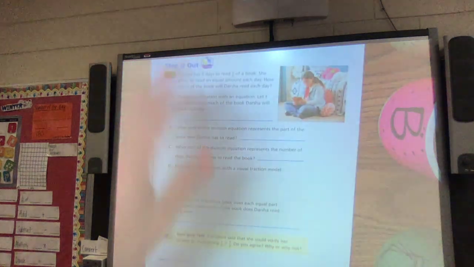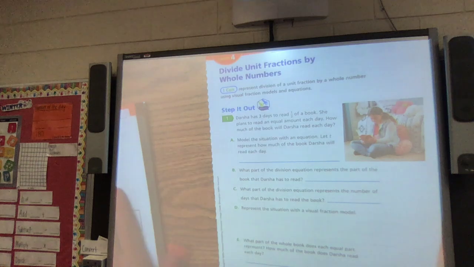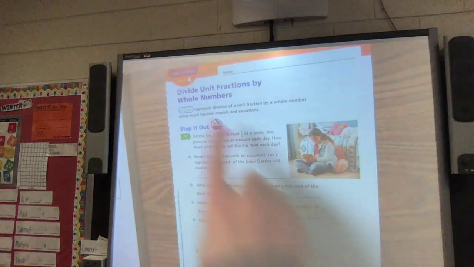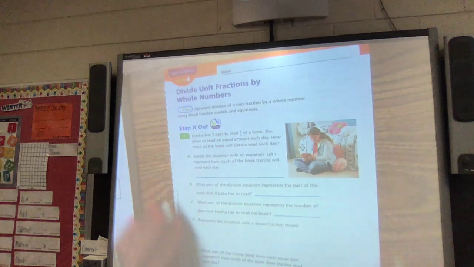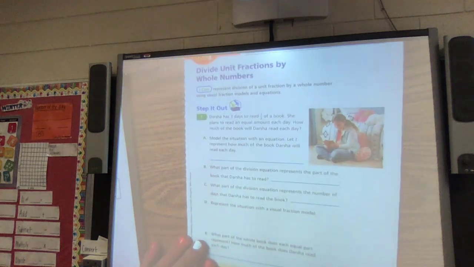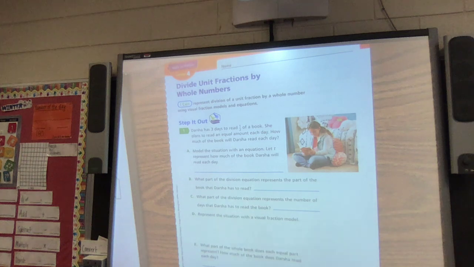Okay, boys and girls, today we are going to be in our module 10 through 20 book, chapter 11. We're on lesson 4, and that's page 279. Okay, so we're going to be dividing unit fractions by whole numbers.